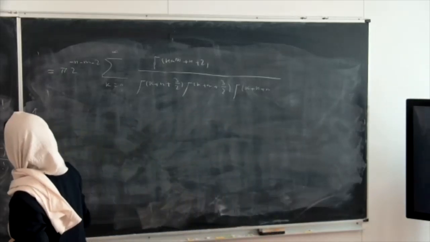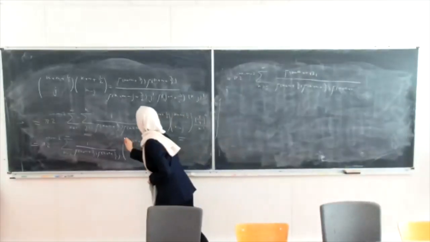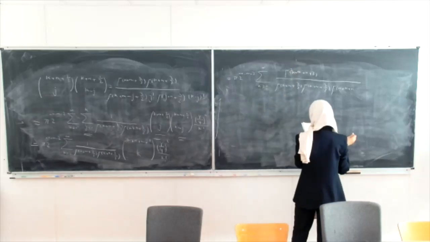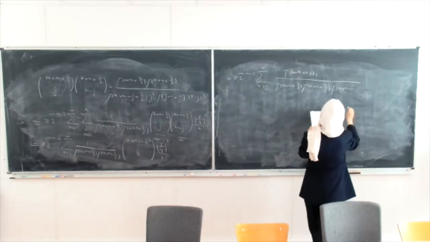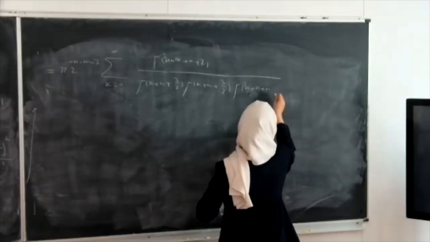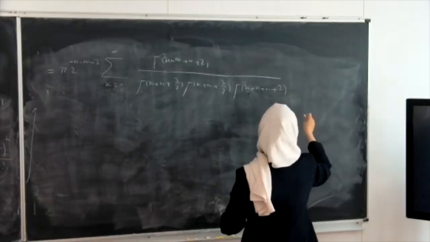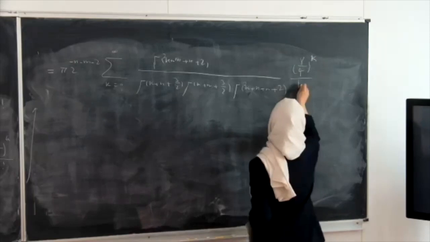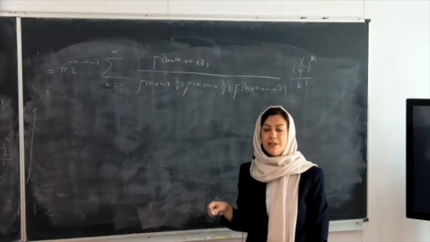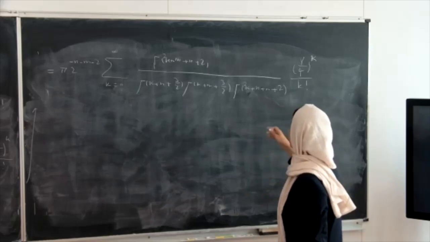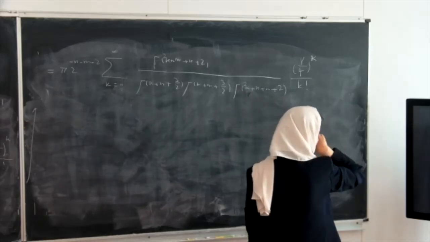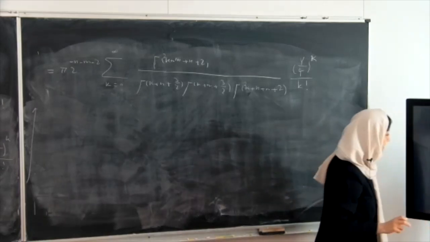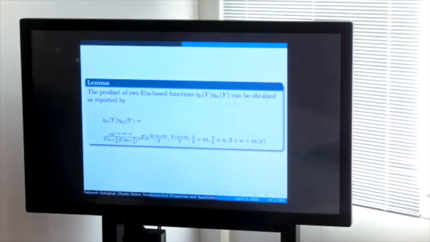Here by summing these two we have 2k plus n plus m plus 2. Y divided by 4, k factorial. By a simple computation we can find this term. It is a hypergeometric function of order 2 and 3.